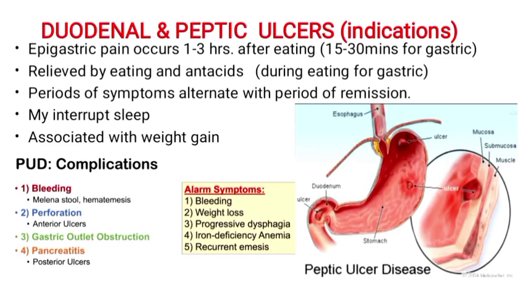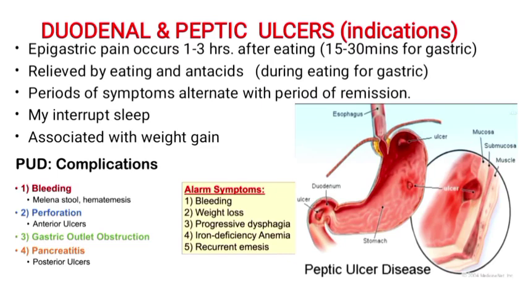But also we have gastric outlet obstruction. Gastric outlet obstruction in some cases may cause blood vomiting. But also we have pancreatitis. Pancreatitis is among the complications of peptic ulcer.